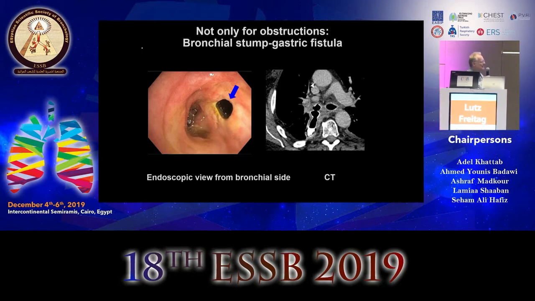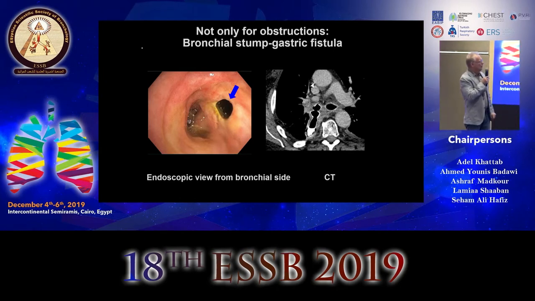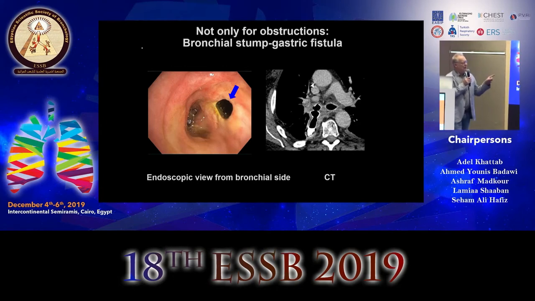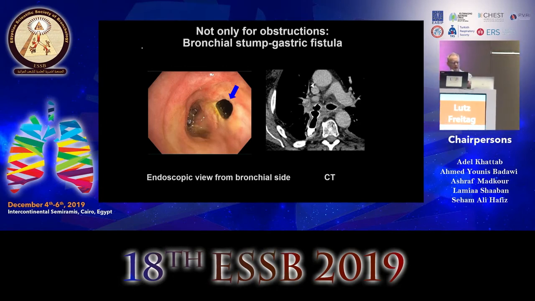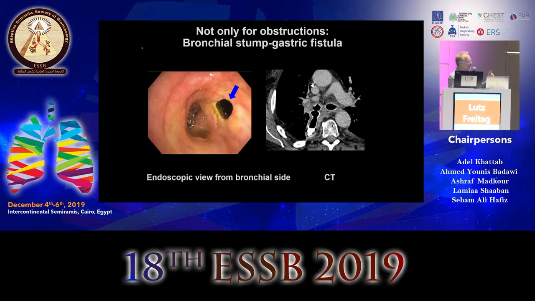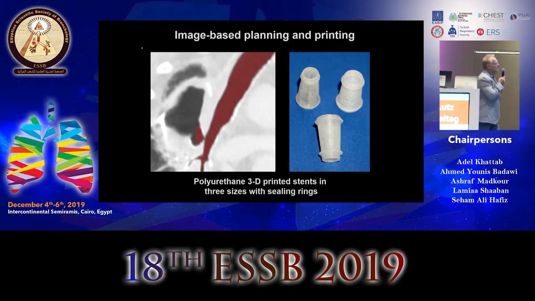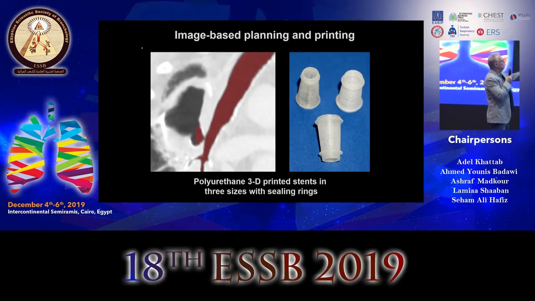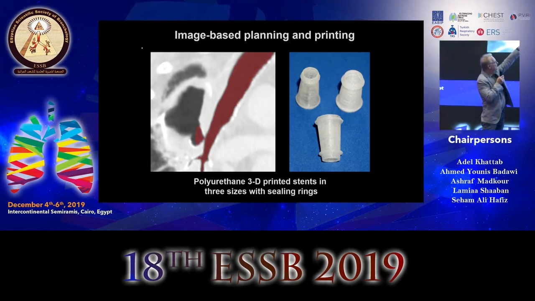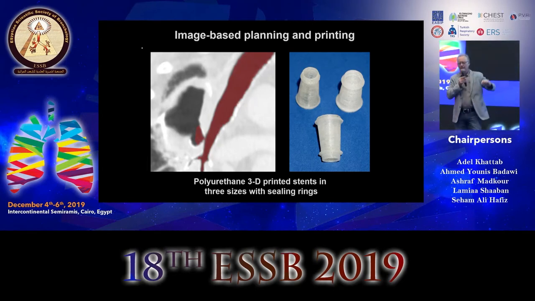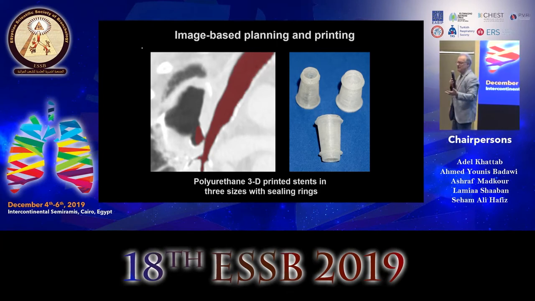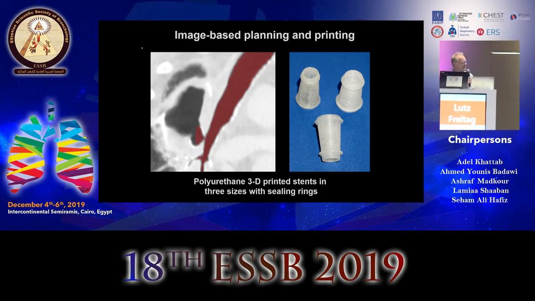This is a case where the patient underwent surgery, and the blue arrow shows a hole, and this hole is a fistula between the bronchus and the stomach, so a bronchogastric fistula. And you see the weird shape. When we reconstruct it, you see that no normal stent would fit. You cannot put a stent into the stomach. Nothing would fit here. So I printed a tapered stent with sealing rings.